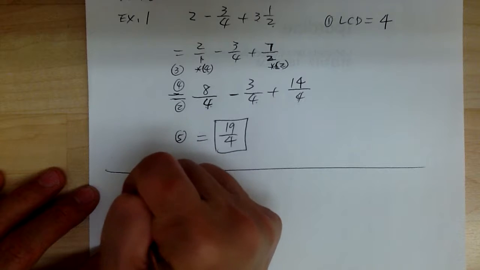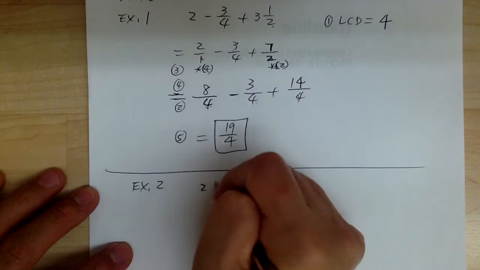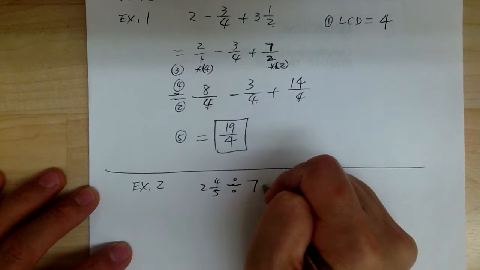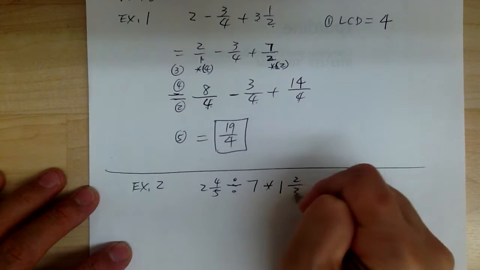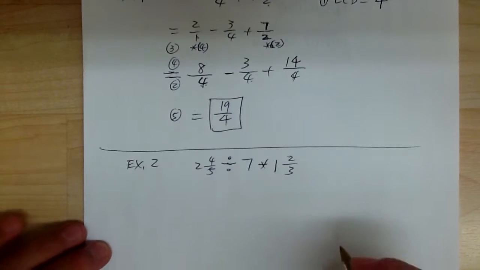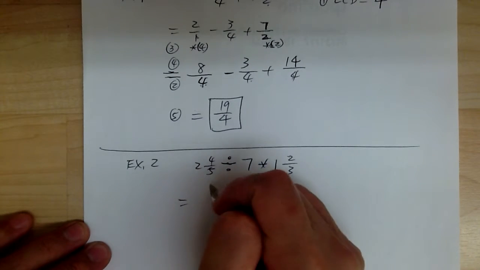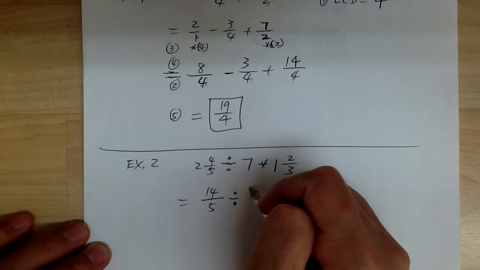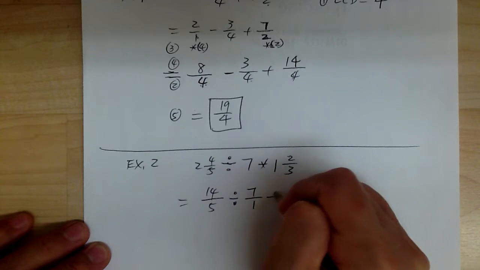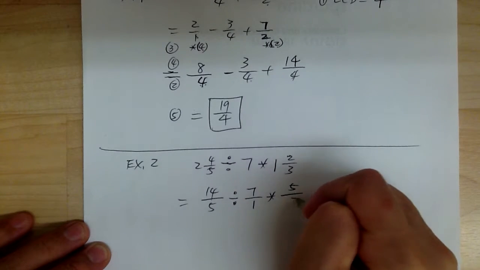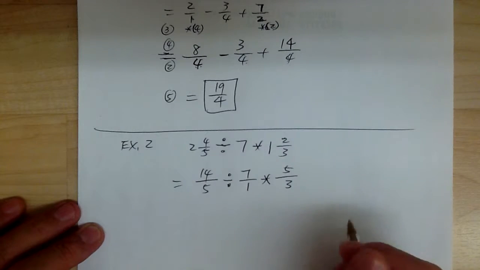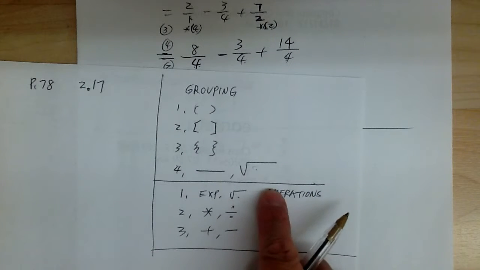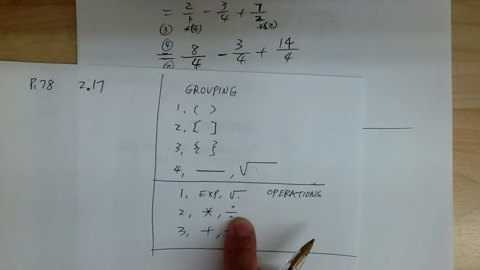Okay, let's go to example 2. You have 2 and 4/5 divided by 7 times 1 and 2/3. So again, first let's convert everything into improper fractions. So this will give you 14 over 5 divided by 7 over 1 times 5 over 3. And again, you go through each of these. So you don't have any of these, you don't have any of that. So you have a multiplication and division.